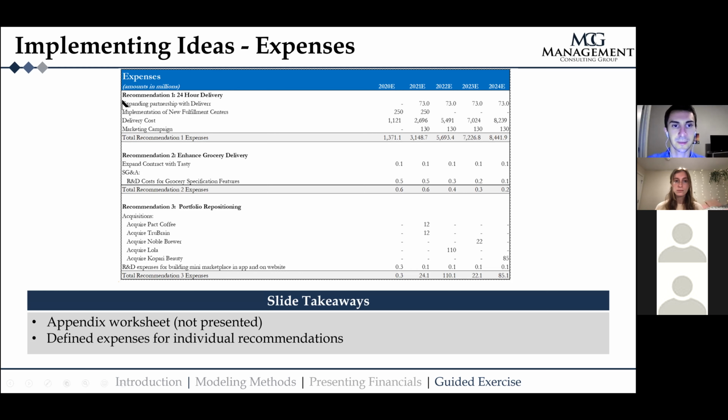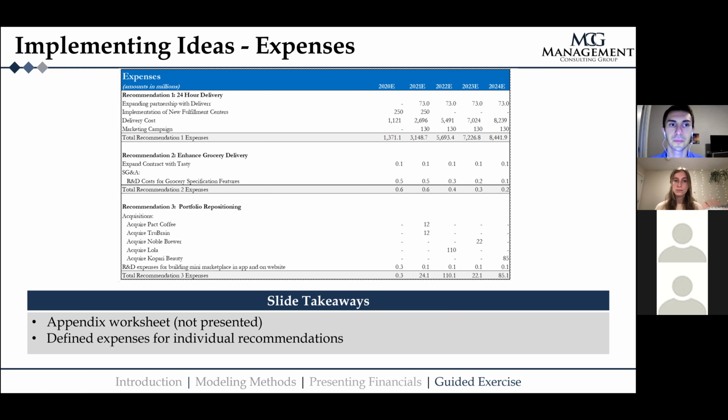So as you can see, expanding partnership with Deliver, you kind of saw a little bit of that earlier in that expenses slide. So we had to look up how much more we are going to have to pay Deliver in order for them to be able to do these 24-hour deliveries. Second one, implementation of new fulfillment centers.